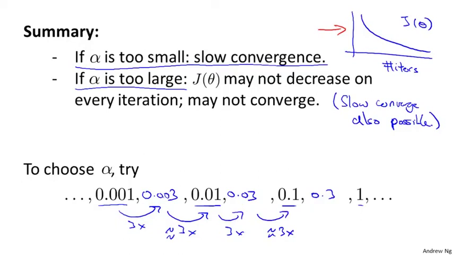So what I'll do is try a range of values until I've made sure that I found one value that's too small and one value that's too large, and then I try to pick the largest possible value, or just something slightly smaller than the largest reasonable value that I found. And when I do that, usually this gives me a good learning rate for my problem. And if you do this too, hopefully you'll be able to choose a good learning rate for your implementation of gradient descent.